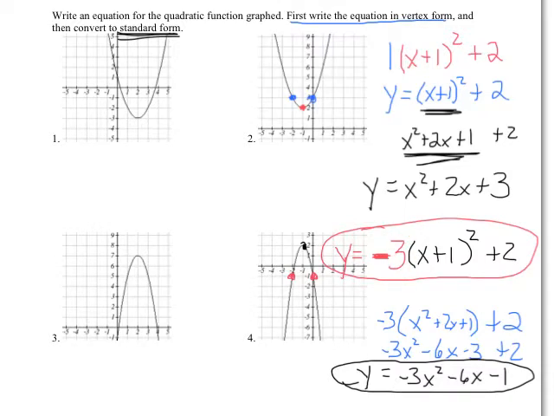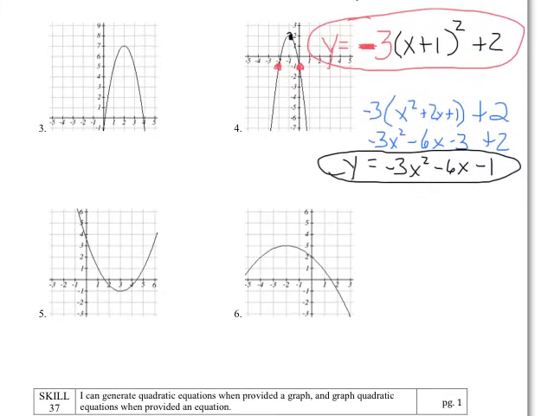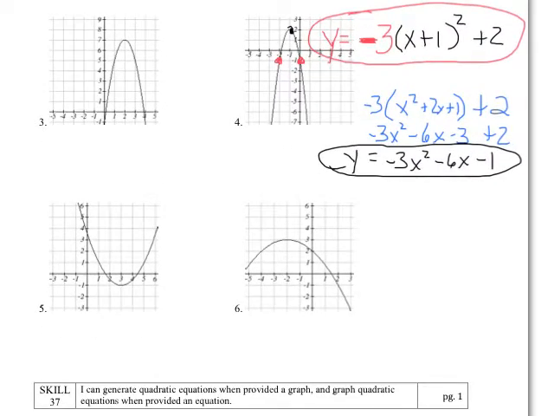Alright, let's take a look at one more like this. In this case, we find where our vertex is. The vertex of our parabola is located 2 to the left and 3 up. So here's our 2 to the left, and then 3 up. We notice that it's opening downward, so it's been reflected over the x-axis.